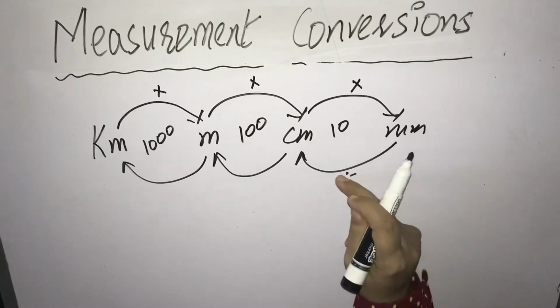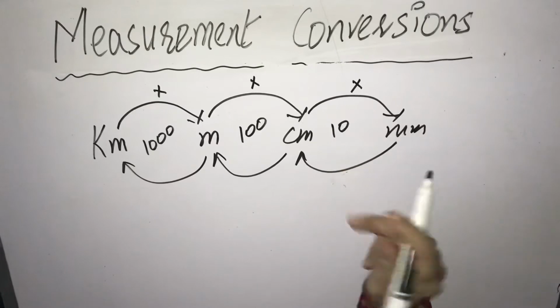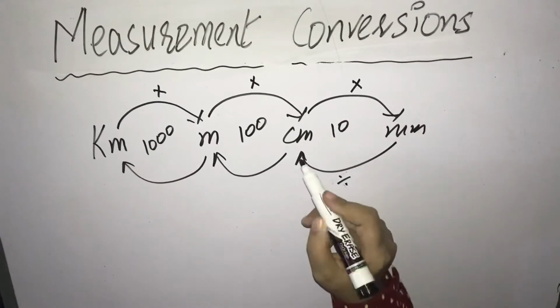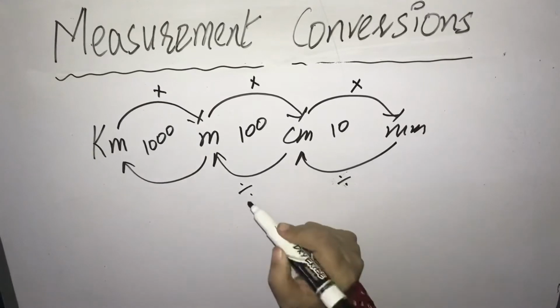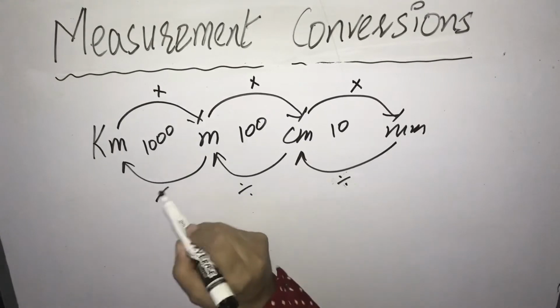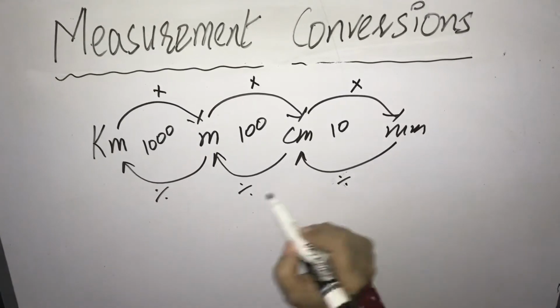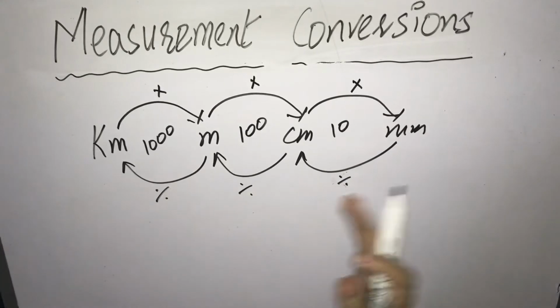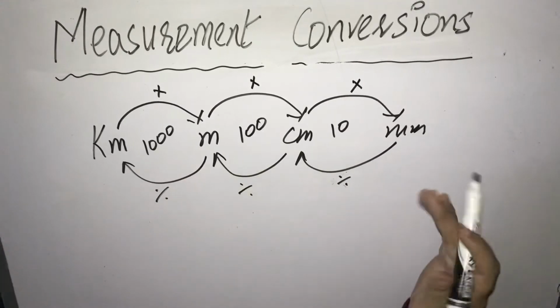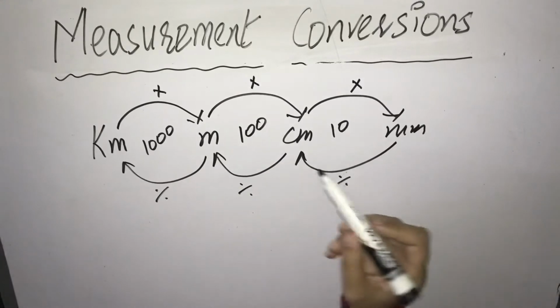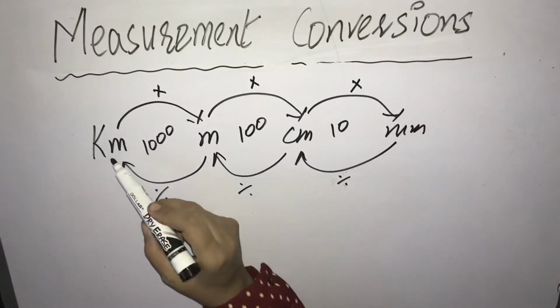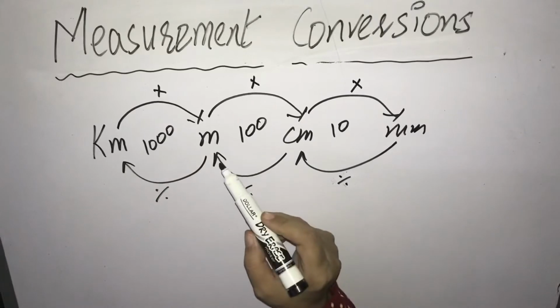Similarly, when we go to a bigger unit, we have to divide. Millimeter to centimeter, divide by 10. Centimeter to meter, divide by 100. Meter to kilometer, divide by 1000. And we can take two units together. We can come from millimeter to meter by dividing by 1000. We can come from centimeter to kilometer by dividing by 100,000.